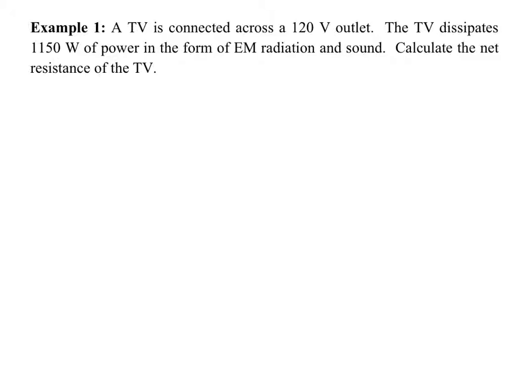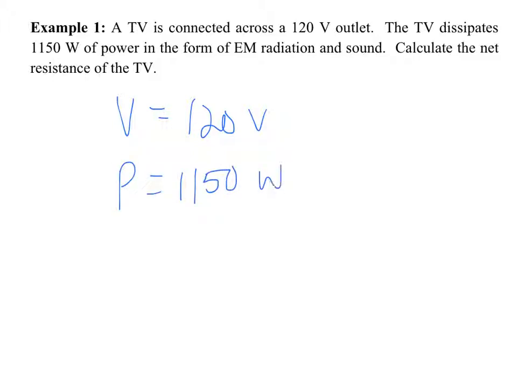Let's figure it out. So we know, first, 120 volts. What does that designate? Voltage. Okay, when you see V, think of the variable V also. Voltage. The TV dissipates 1150 watts. And it says of what it is next, but when you hear watts, what do you think? Power. Okay, those are the 2 known quantities. The question is, how much resistance does this TV actually have? What is the internal resistance of it?